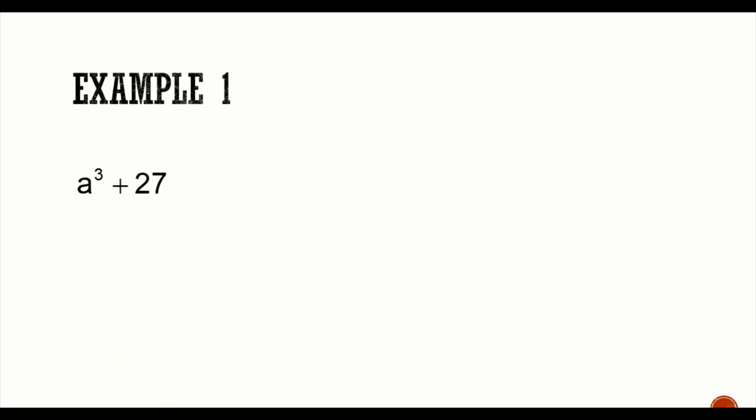This is the first example, a cubed plus 27. Because this is a sum of two cubes, we open a small bracket and a bigger bracket. The cube root of a cubed is a. Then you square that a, so you have a squared. And then you do the same for 27. You have 3, and 3 squared is 9.